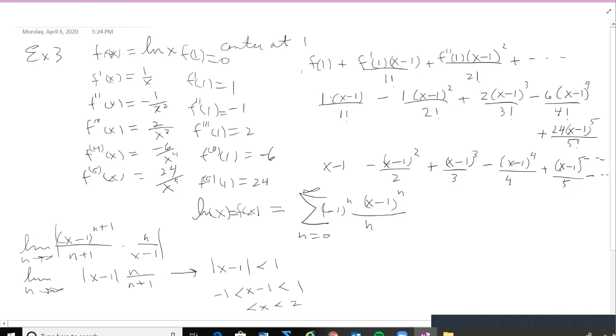Which means x is less than 2, and greater than, well, 1 minus 1 is 0 here.